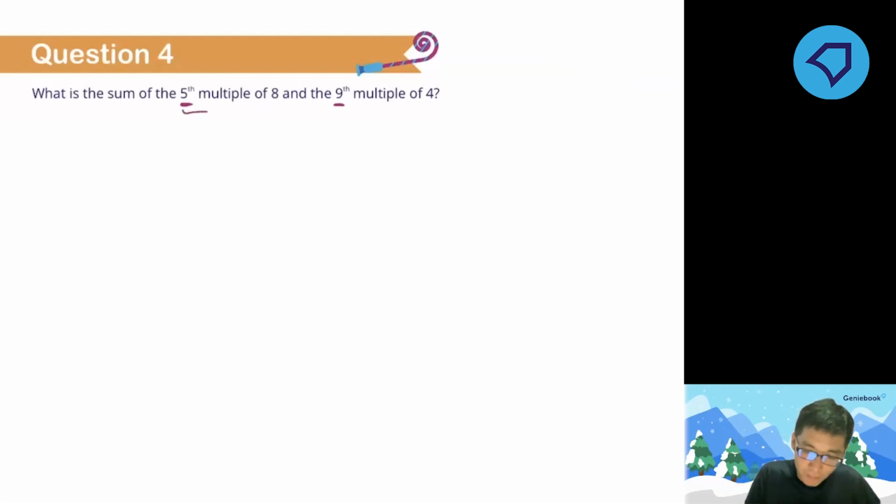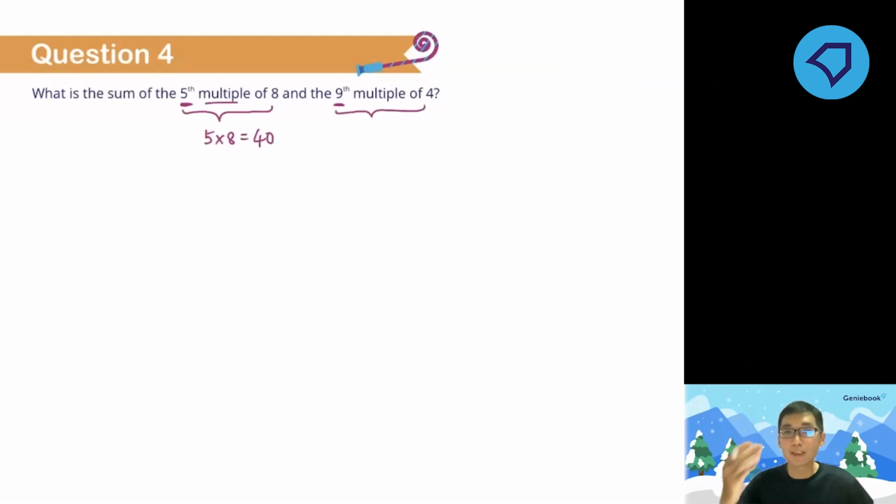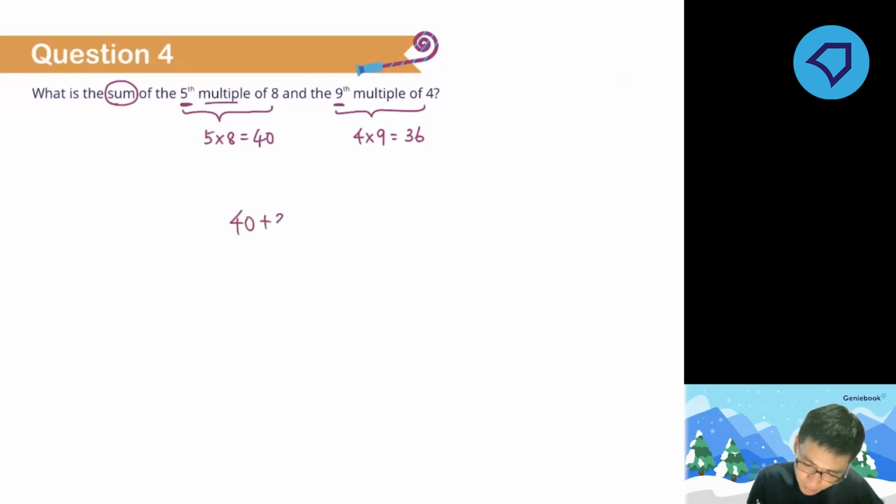So what is the 5th multiple of 8? Very simple. When you see this, we're just looking at the multiplication table of 8, and the 5th one. So easy. 40 is the answer for this. How about the 9th multiple of 4? Just go through your multiplication table of 4, and find the 9th one. So it's just 4 times 9, which is 36. And since the question asks for the sum, it means to add. So 40 plus 36 is the answer.